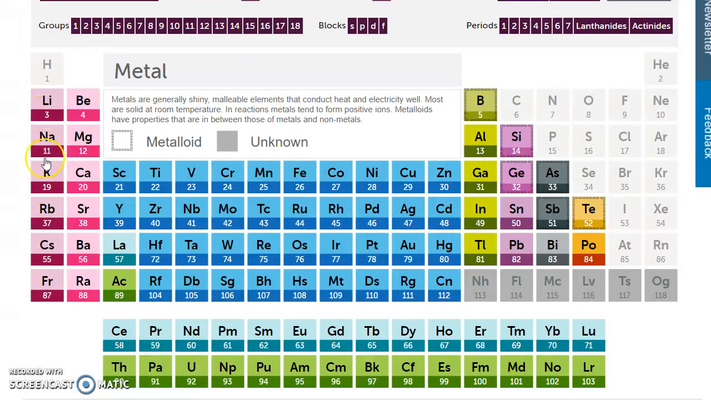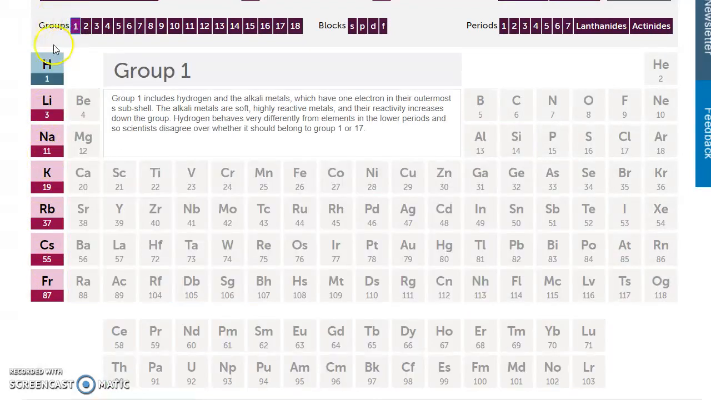So all of the group 1s here all have 1 valence electron, or in other words 1 electron in their outermost shell, and that's why they all have similar reactivities. It says you also need to know where the halogens are.